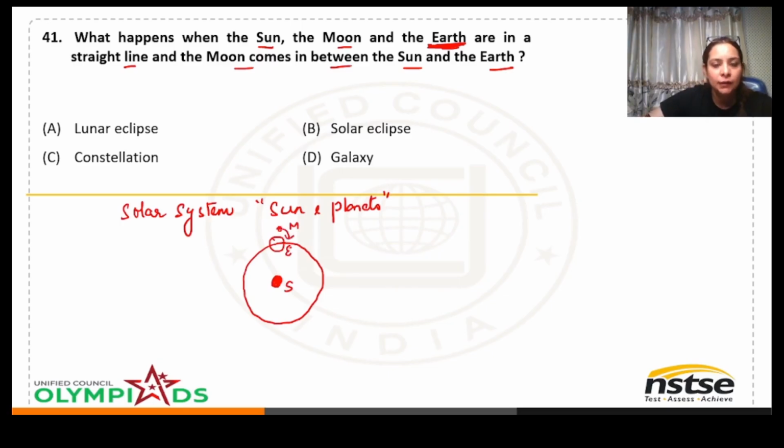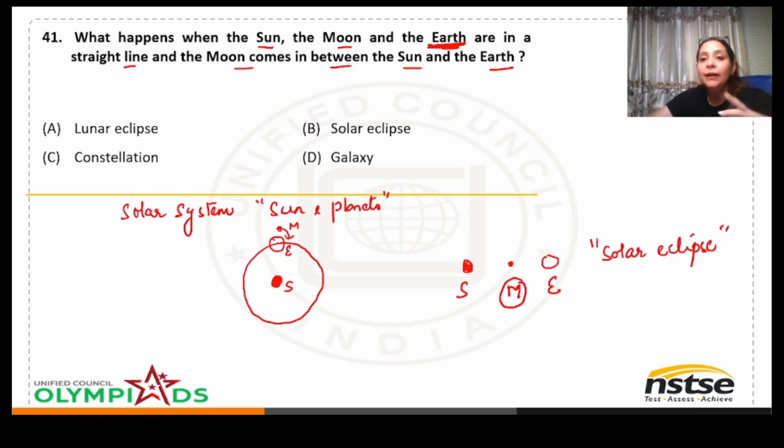Now a situation is given where the sun, moon and earth are in a straight line, in such a way that the moon comes between the sun and the earth. So let's say if this is the sun and this is the earth, the moon is in between them. So we need to tell what it is called: lunar eclipse, solar eclipse, constellation or galaxy. Let me tell you that when the moon is in the center of the sun and the earth, that situation is called a solar eclipse, because eclipse means when things disappear, or when you are not able to see anything.